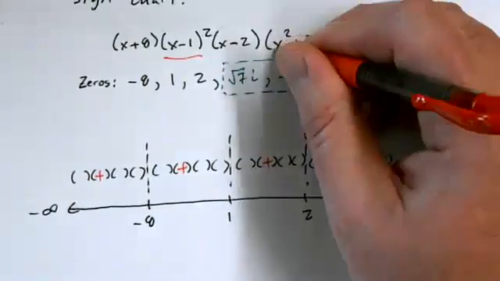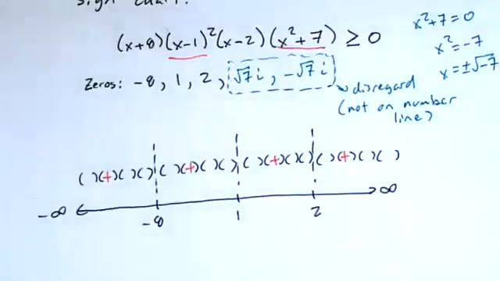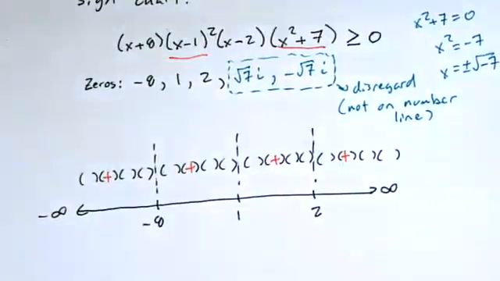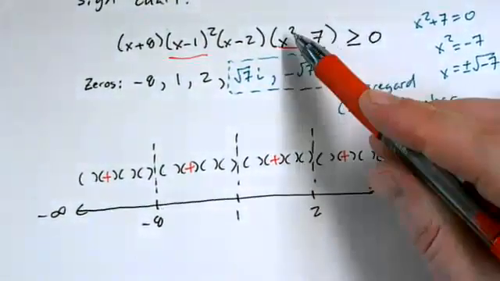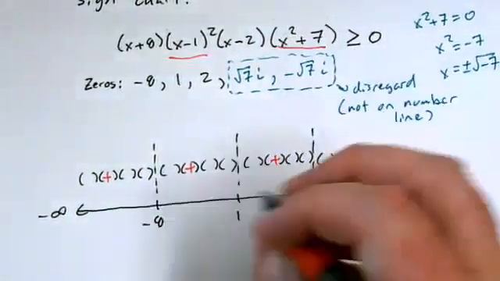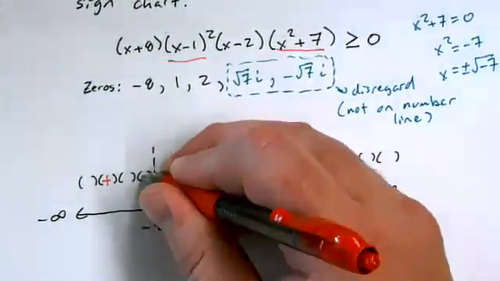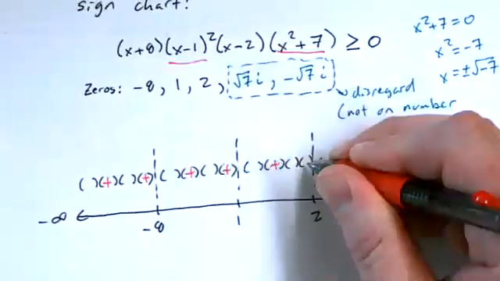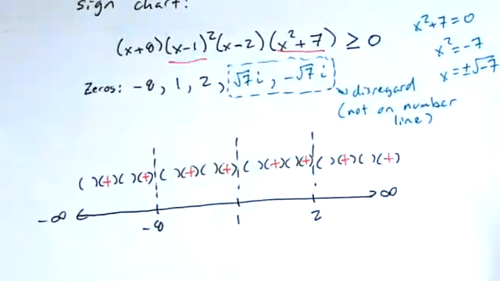What about this one? X squared plus 7. Can you think of any way to make that negative? We're going to square something, we're going to get a positive or 0, then we're going to add 7. So yeah, that one's always going to be positive too. So we've taken care of half of our factors without having to worry about test values. But wait, there's even more faster ways to do this.